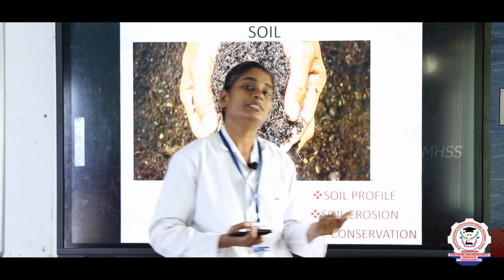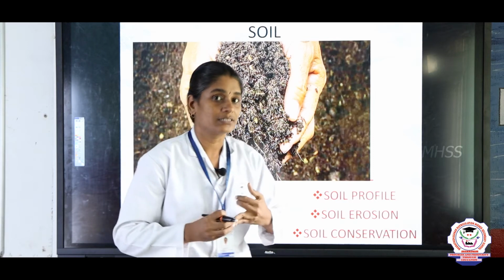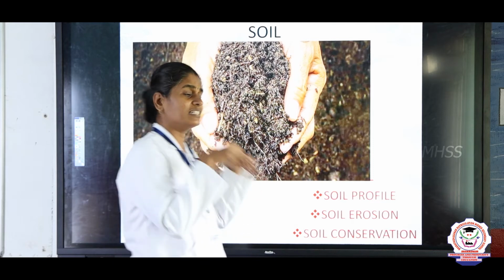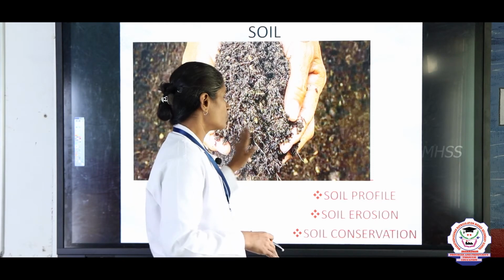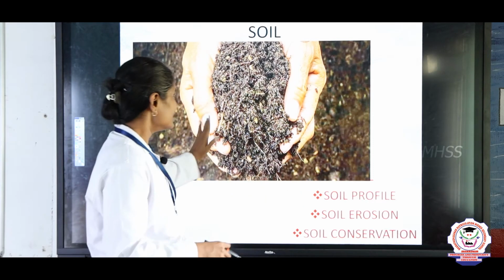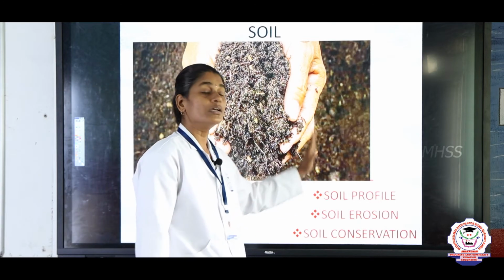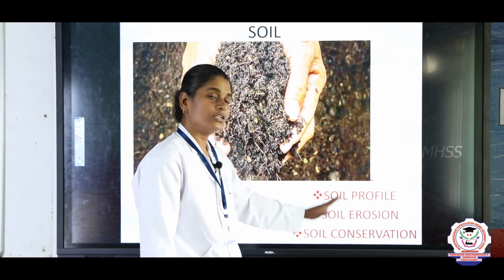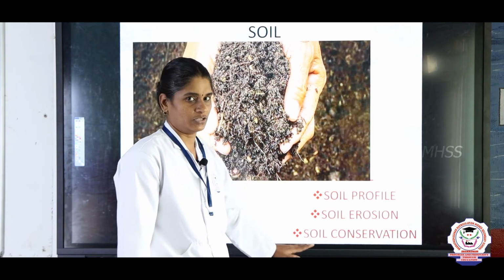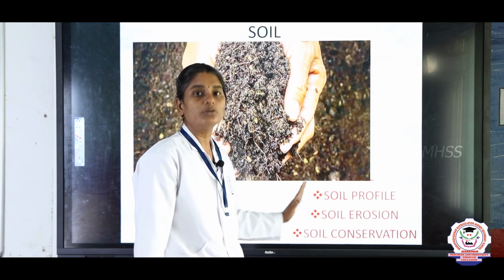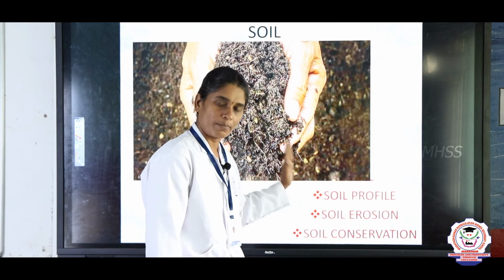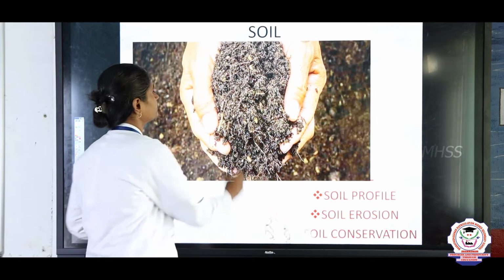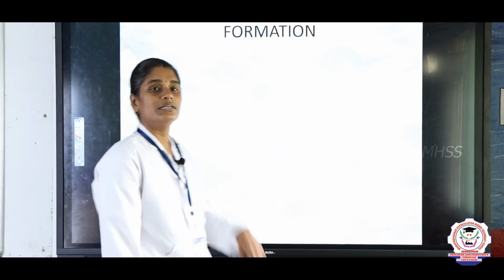Many animals like earthworm, ant, rabbit, moles, rats, they also live inside the soil, right. So, the soil is very important. In this lesson we are going to see what is soil, how the soil is formed, soil profile, soil erosion and soil conservation. Now we are going to see soil formation and soil profile. First we will see how the soil is formed.